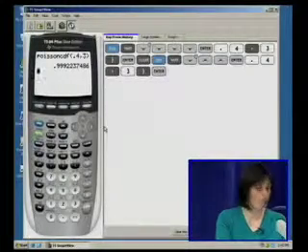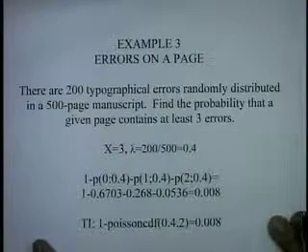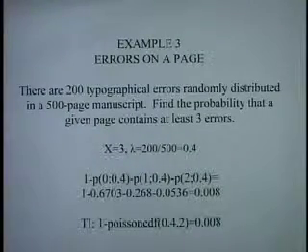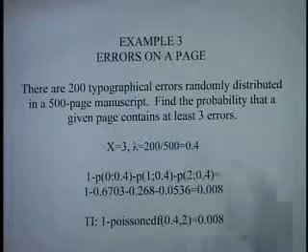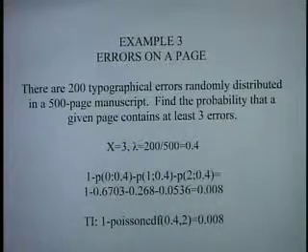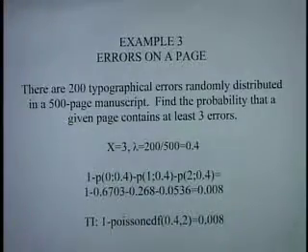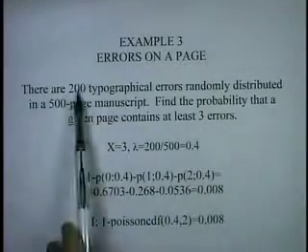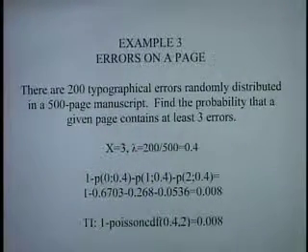Now let's do another problem where you have to change a couple of things, but not too much. It's the same kind of problem with the same manuscript, but this time I want to find out at least 3 errors. What is the probability that I will have at least 3 errors? I may have 3 errors, 4 errors, 5 errors, all the way up to 200 typographical errors in 500 pages. So I would have to go 3, 4, 5, up to 200 errors, and that takes a lot of steps. Or you can use the complement approach.